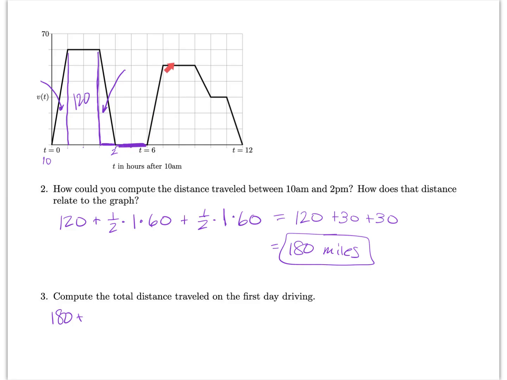And so now I just need to figure out the area under this last part from t equals 6 to t equals 12. So I'm going to break it into shapes that are easier to find the area of. I've got this triangle and then a rectangle. Okay, and then the next part I can break into a rectangle and a triangle, and then a rectangle and then another triangle.